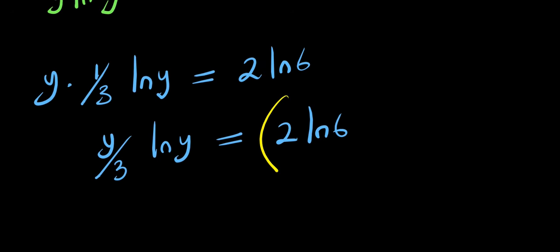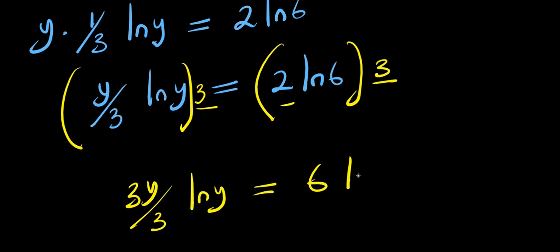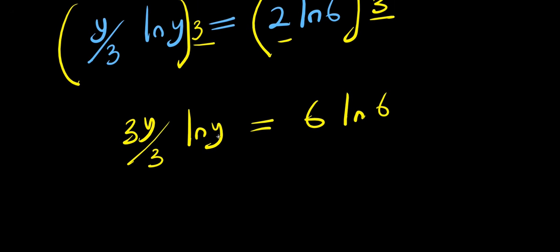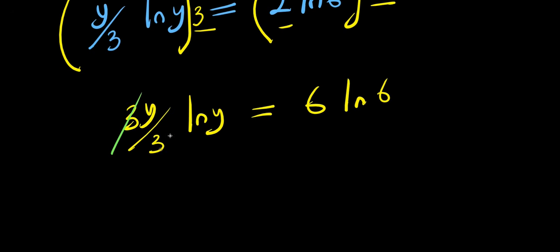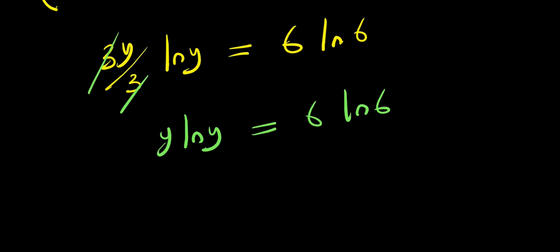I can decide to multiply this part of the equation by 3 and multiply this by 3. So when this 3 multiplies this, we are simply going to have 3y over 3 times ln y equals, when this 3 multiplies 2, we have 6 times ln 6. So from here, 3 eliminates 3, I have y times ln y equals 6 times ln 6. So by comparison, because we have y, and we have 6, that means we can have y equals 6.